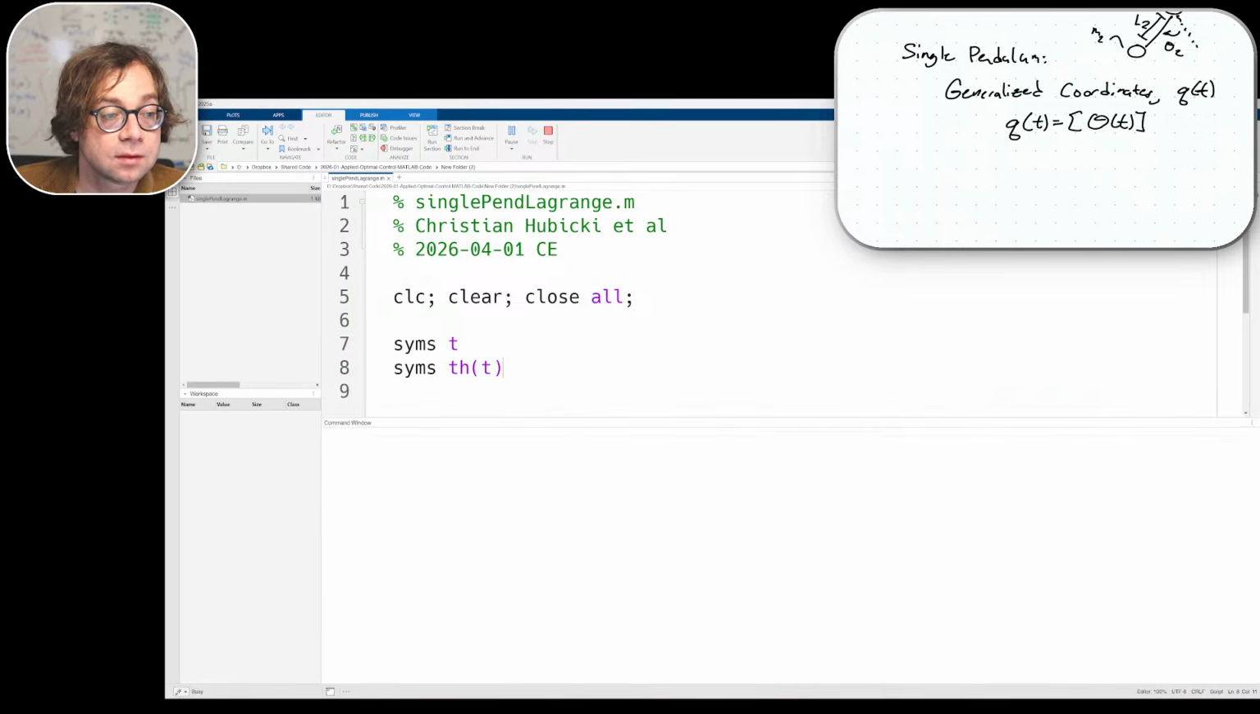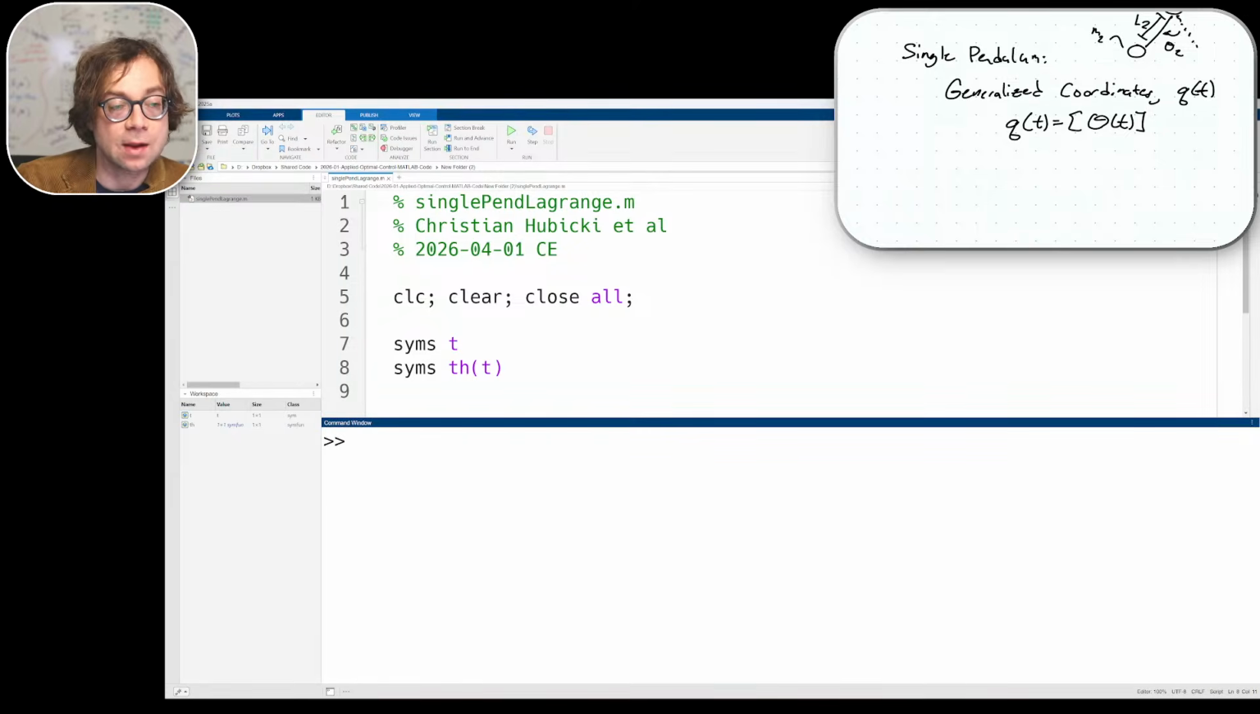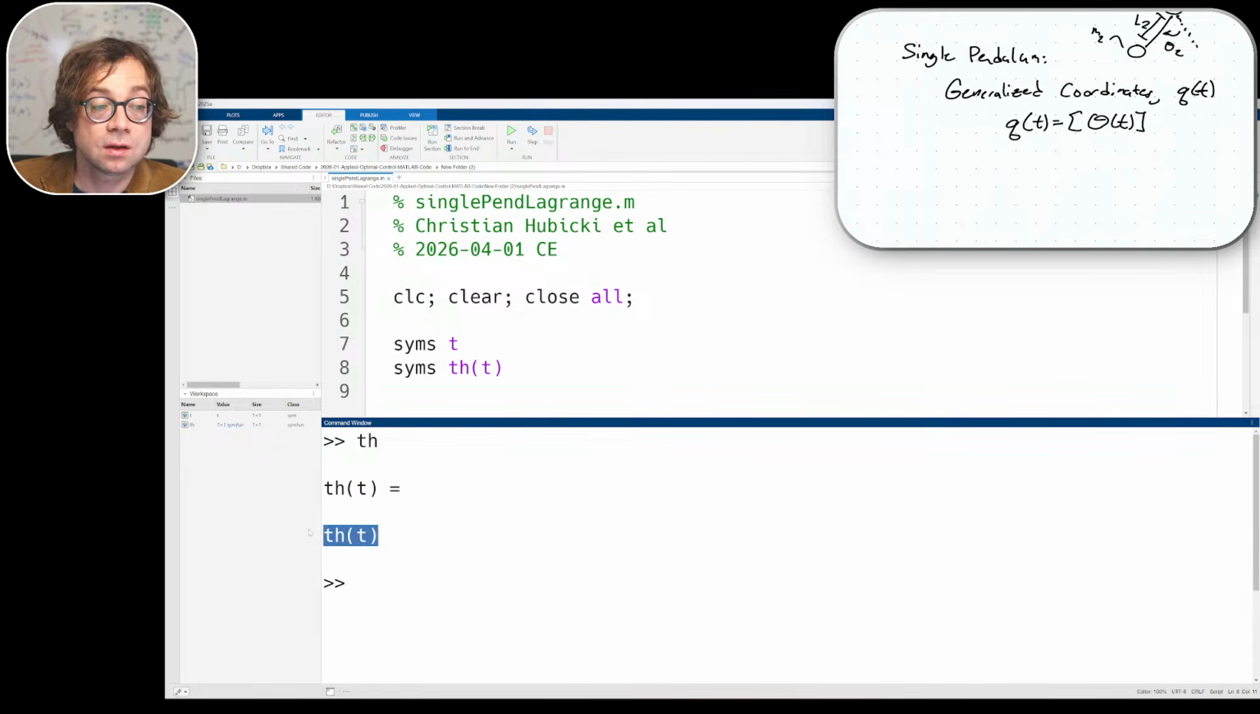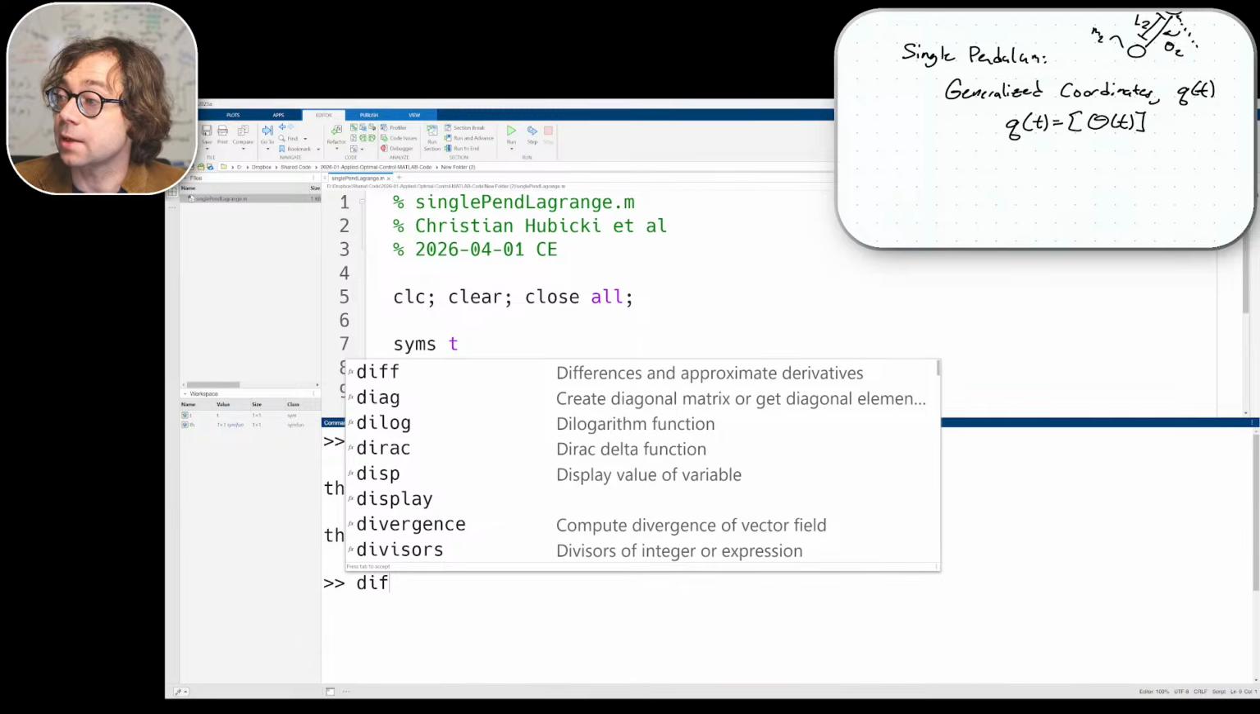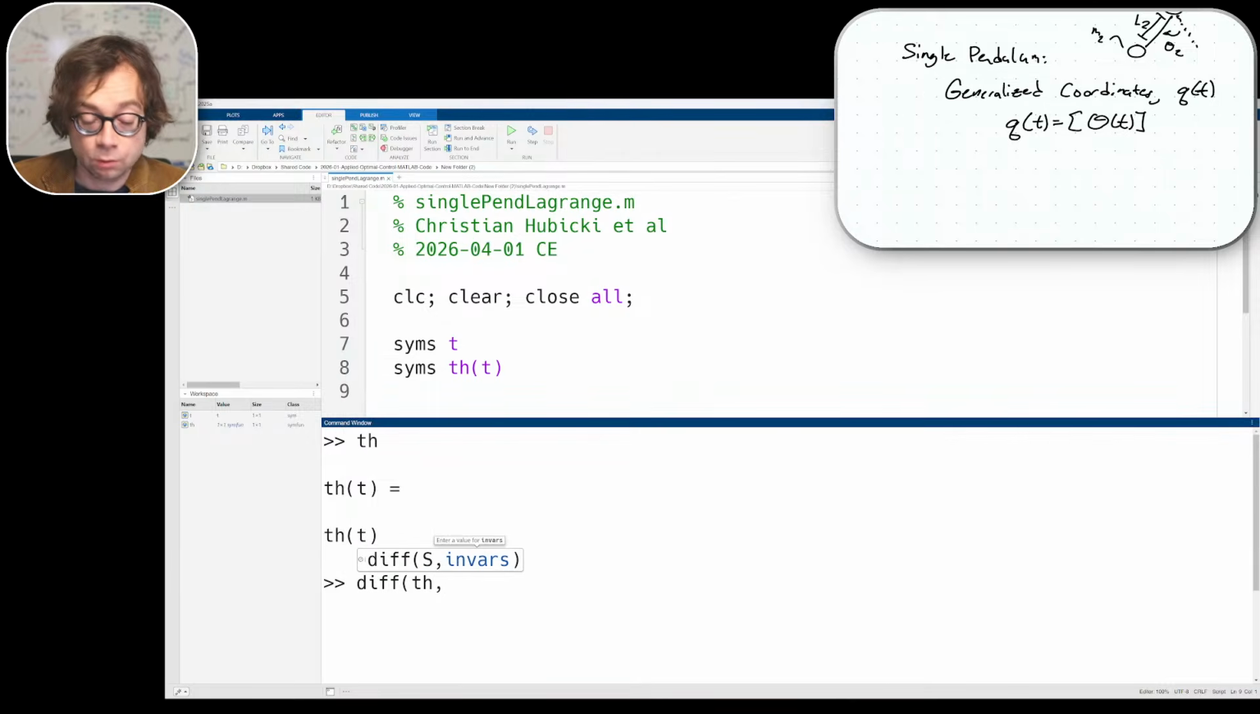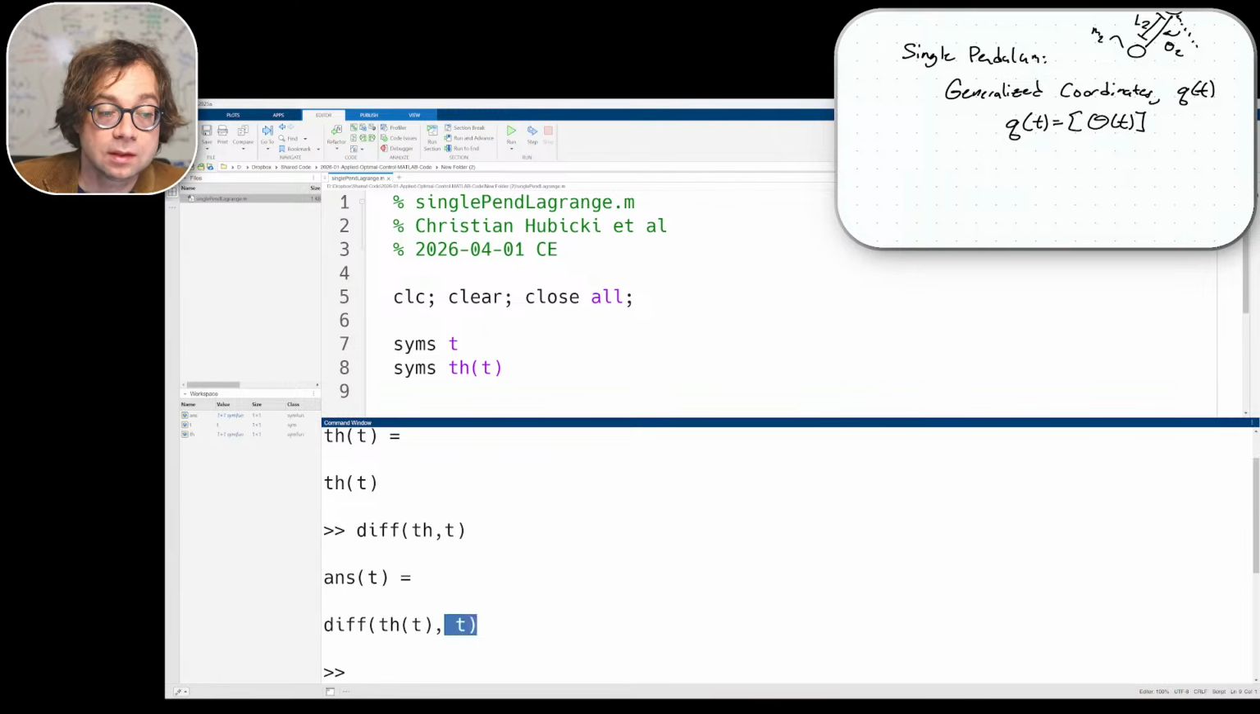Let's run that. Okay, it's running. And if I say, hey, what's theta? It says theta is a function of time. Nifty, right? And that means I could take the derivative of theta with respect to time. The derivative of theta with respect to time is the derivative of theta with respect to time. Oh my goodness. How clever. Who would have guessed? But this is going to be important because watch what I can do.